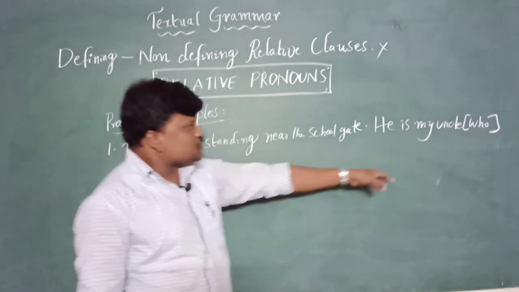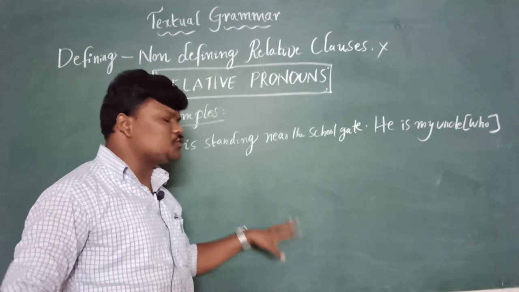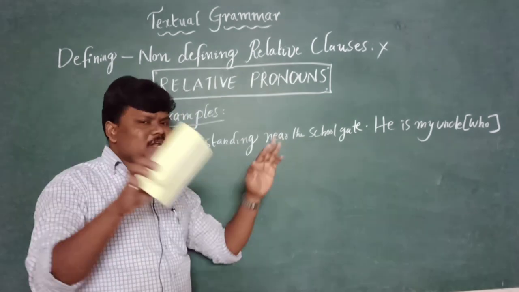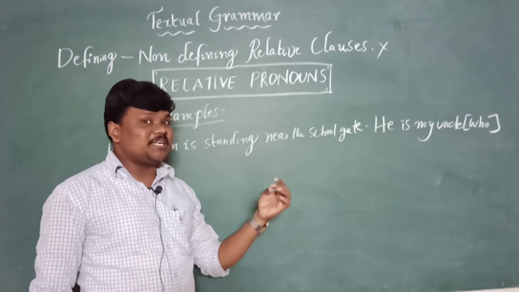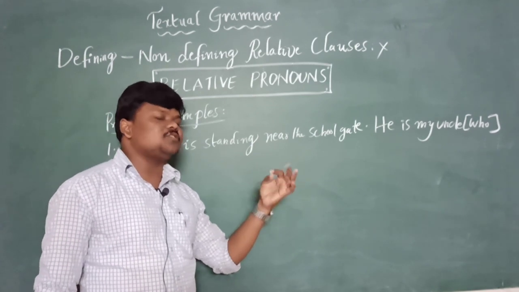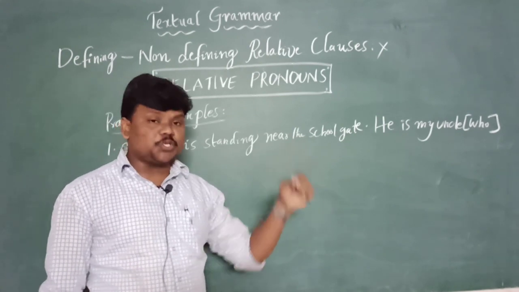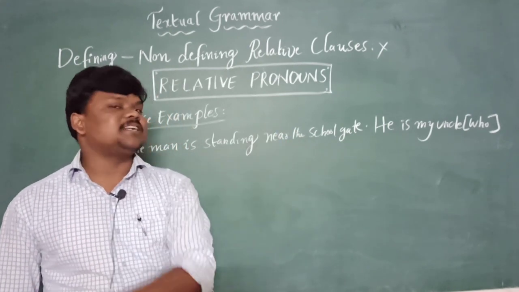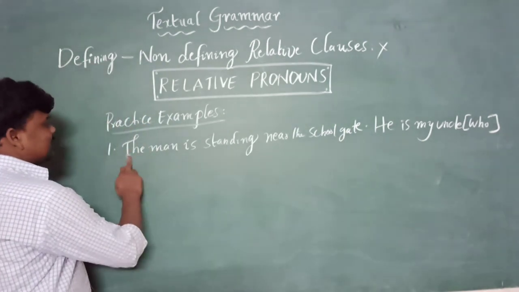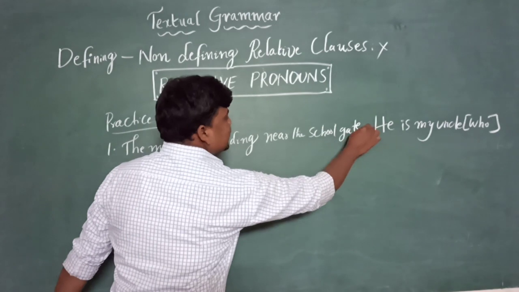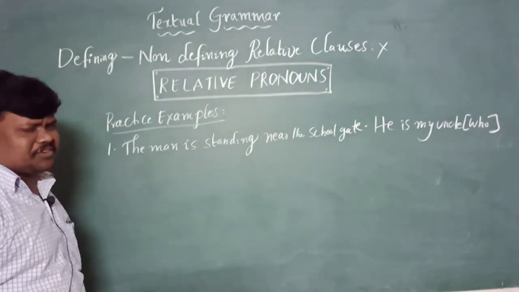After looking at who, you should immediately remember: who always follows persons, who always follows persons. You need to chant it like a mantra. Who always follows persons immediately. That too we need to check in the first sentence. Which is the first sentence? The man is standing near the school gate, that is the first sentence, and that is the second sentence. See, very easy, dear, very easy.